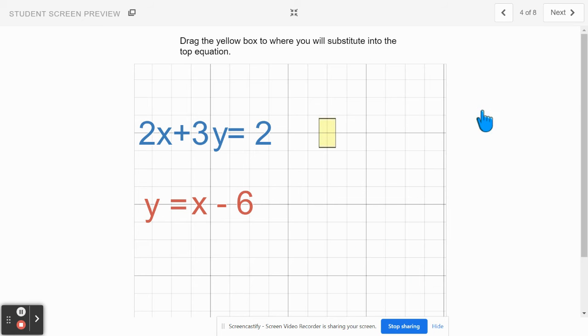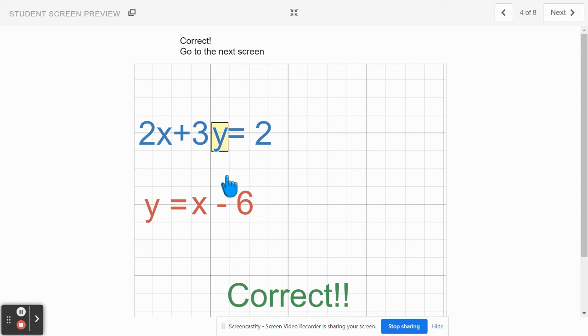All right, this slide's a little different. I want you to drag where you think that we should fit, where should we put this red part here? Where should we put this? Y equals x minus x. Where should it go? Where the y is, okay?